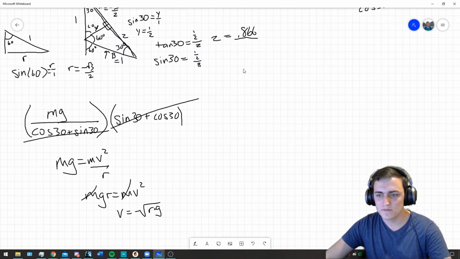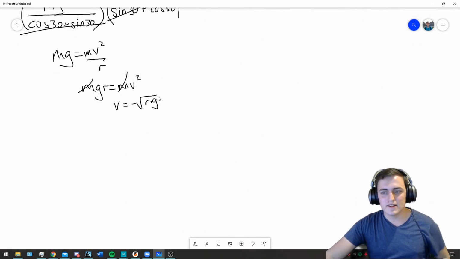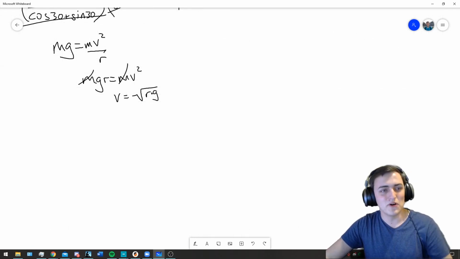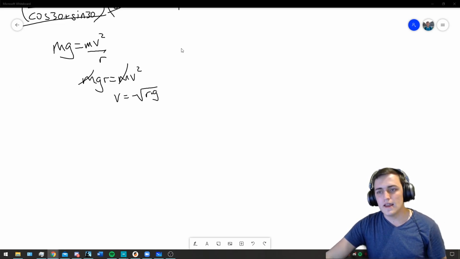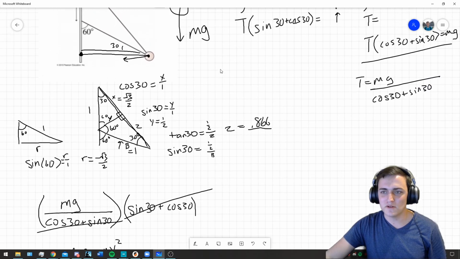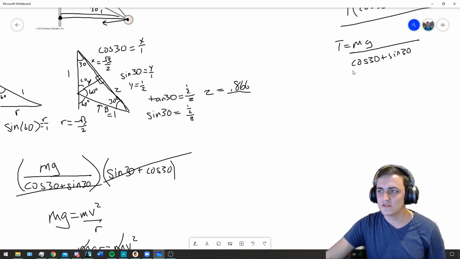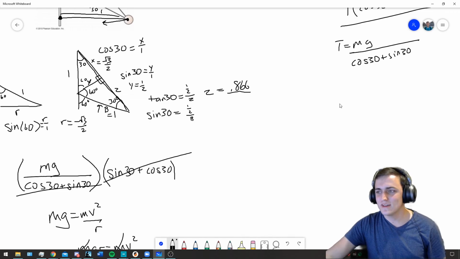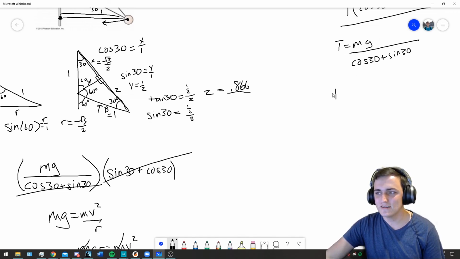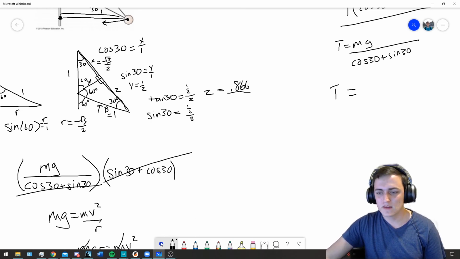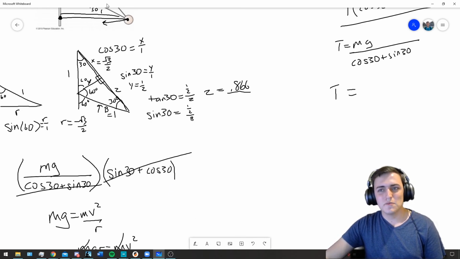Plugging in our radius that we calculated and gravity will give us a specific velocity that the ball has to travel at. The tension will be constant in both ropes. And of course, it goes back and says, well, what's tension? Well, remember this expression for tension we found? Tension equals mg divided by cosine 30 plus sine 30. Well, you just go back and plug in your mass and gravity and get t equals. That's all it is. All right, and that answers both parts of this question.